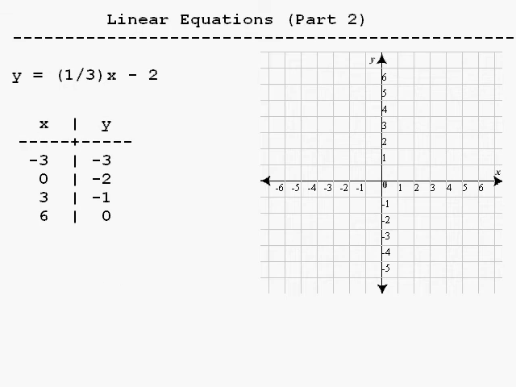Alright, so let's look at which points this comes up as. Negative 3, negative 3 is here. 0, negative 2 is here. 3, negative 1 is here. And 6, 0 is here. And we can see the line that that's making.